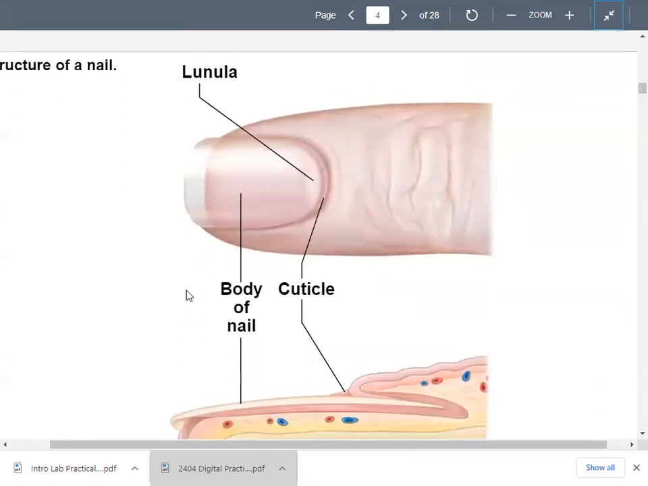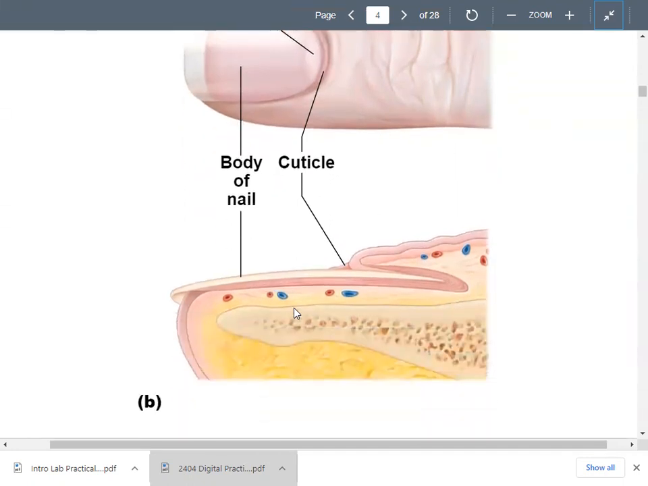All right, on the nail, you have your little half moon structure there. It's a lunula, like lunar. The skin fold that attaches to that is the cuticle. And then the darker area on your nail is the body of your nail. You can see that from the cross section as well, the body and the cuticle. Okay.